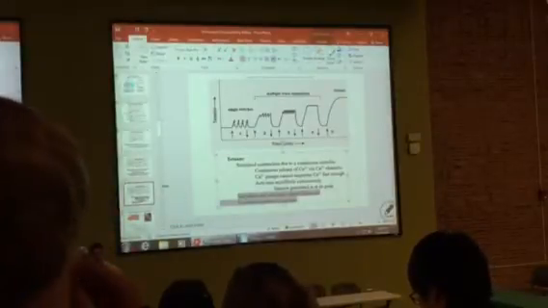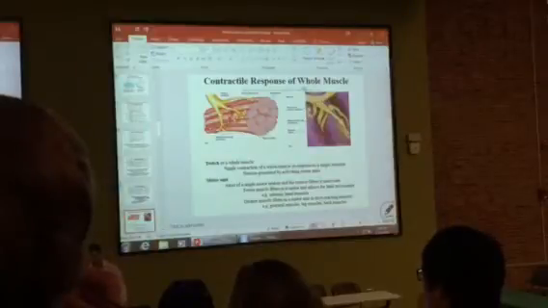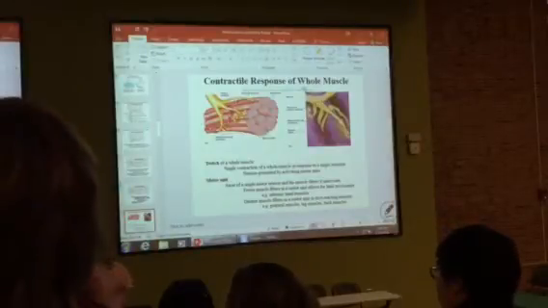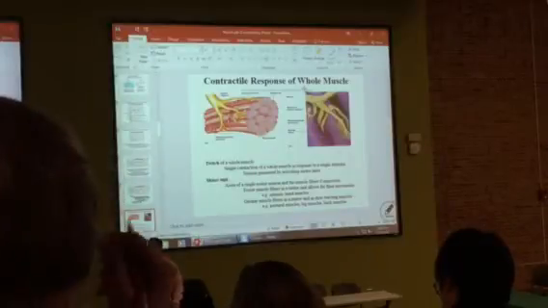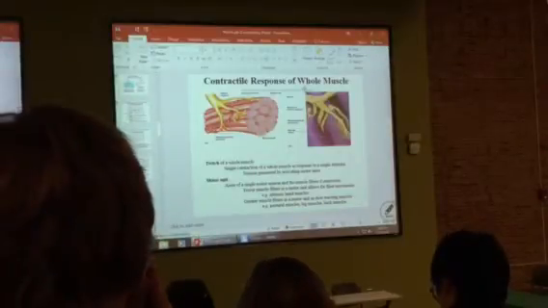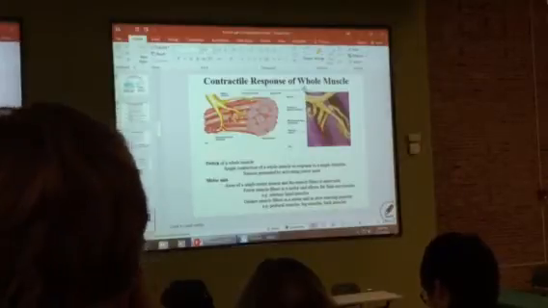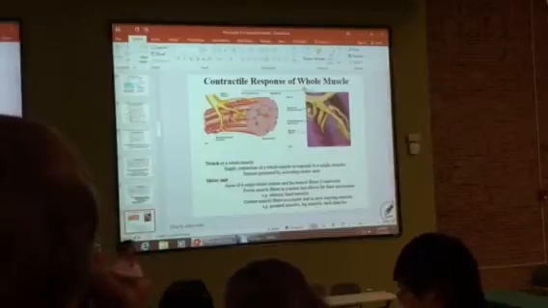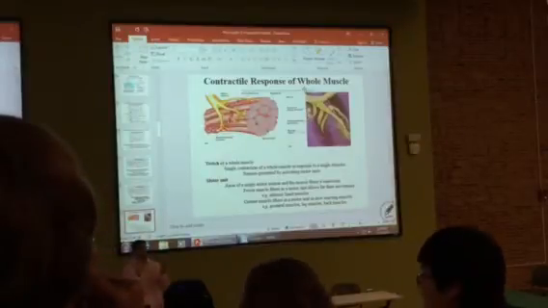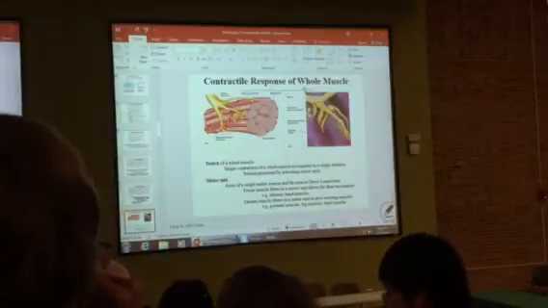All right? Now let's talk about a whole muscle. What time do we have? Okay, let's not move to the front before we take a break. Contractile response of the whole muscle. That was one muscle cell. Now we're not going to take one muscle cell. Now we're going to take a whole muscle. Bicep muscle, quadricep muscle, gastroc, doesn't matter. Just a muscle. Okay? And we're going to talk about the twitch of a muscle.